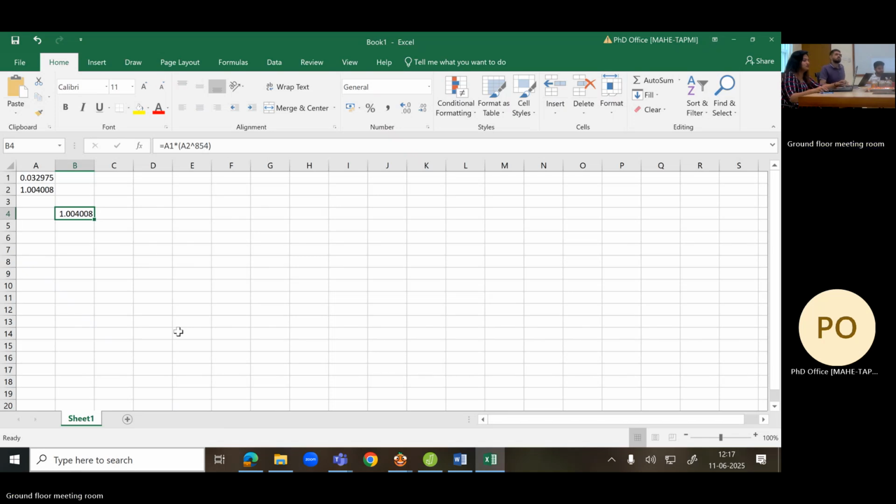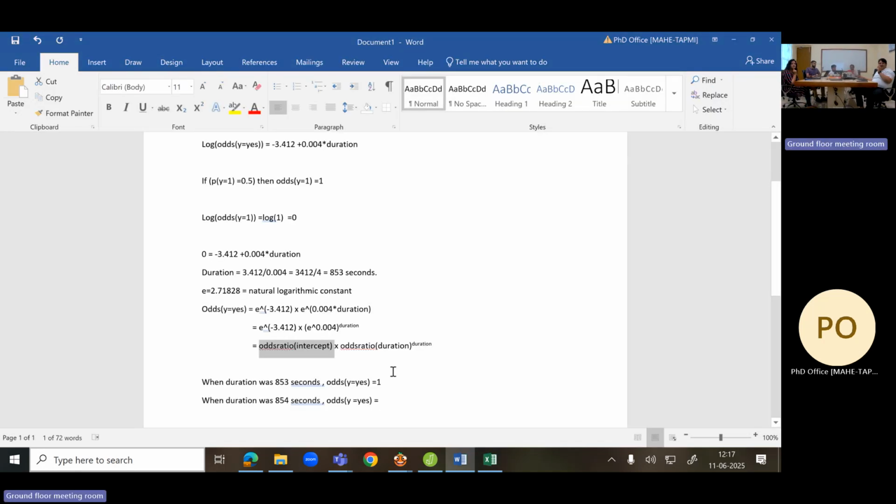That's the reason I told you to calculate it. At 853 seconds, it was exactly 1. Right? One second extra, what happened? That odds gets multiplied by the odds ratio of duration, because it is an incremental exponential part. So this odds ratio of duration becomes the multiplicative factor.